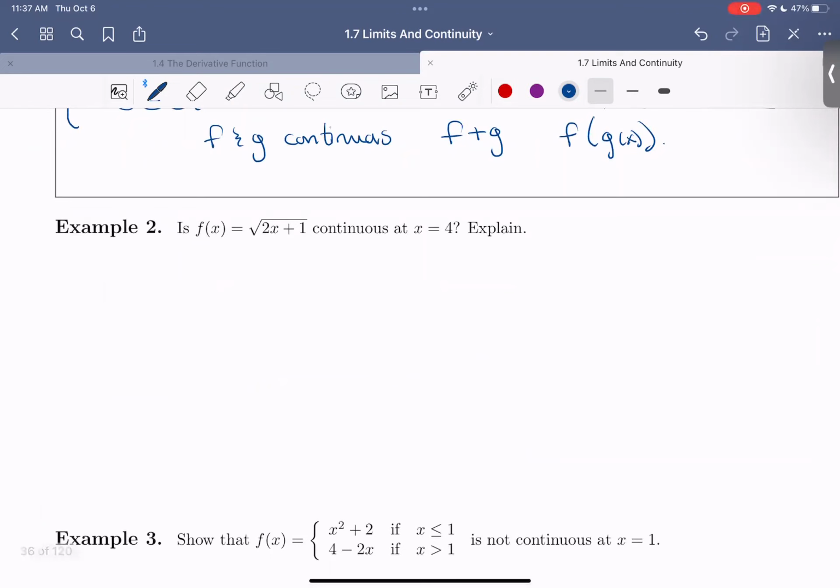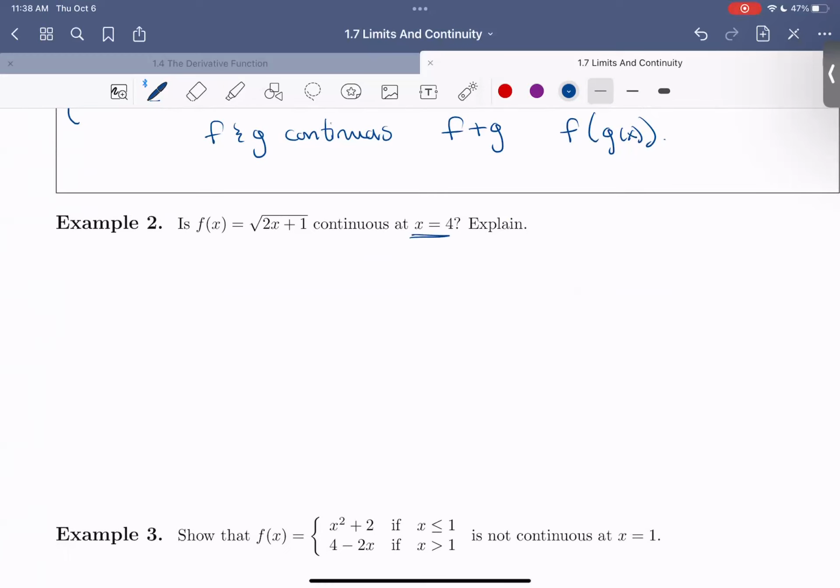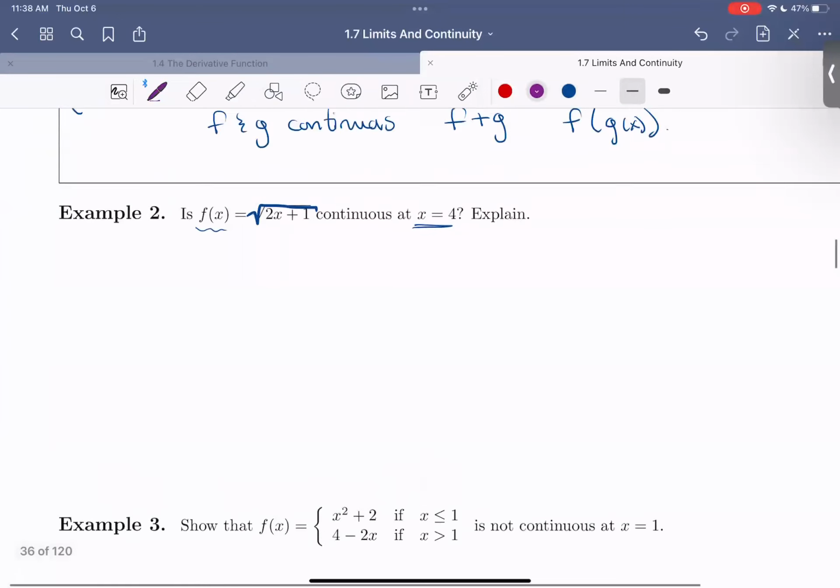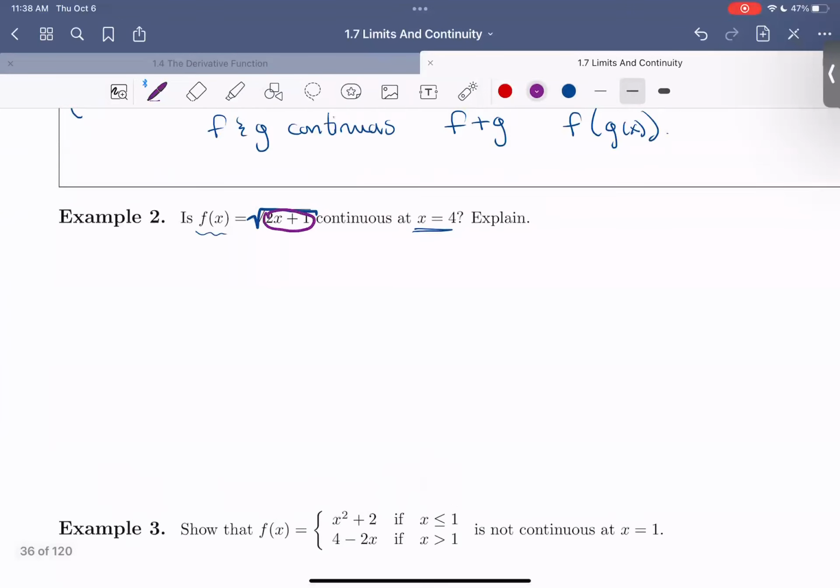Example 2, we're given the function f of x equals root 2x plus 1. And we're asked, is this function continuous at x equals 4? Please explain. One way to think about this is considering f of x as a composition of functions. The outside function is a root function, square root, while the inside function is just a linear polynomial, 2x plus 1.